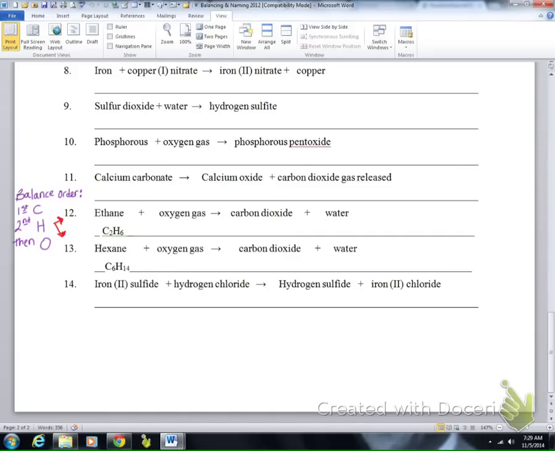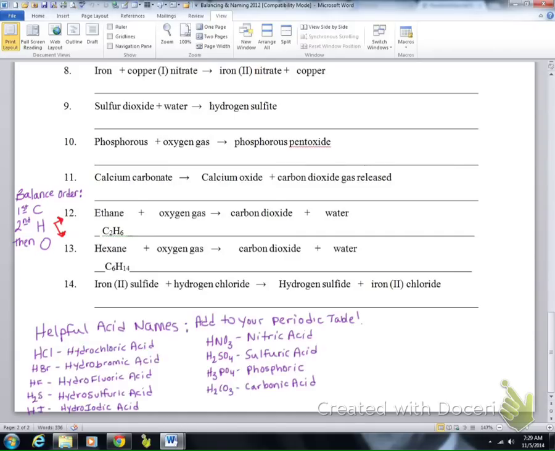And then the last thing that I want you to do is write down the acid names. So we've got helpful acid names: hydrochloric acid, hydrobromic acid, hydrofluoric, hydrosulfuric, and hydroiodic acid. Those are your binary acids. And then your polyatomic acids are nitric acid, sulfuric acid, phosphoric acid, and then carbonic acid. So write those down, add these to your periodic table, and you can use those as a reference because you don't need to have the acid names memorized yet.